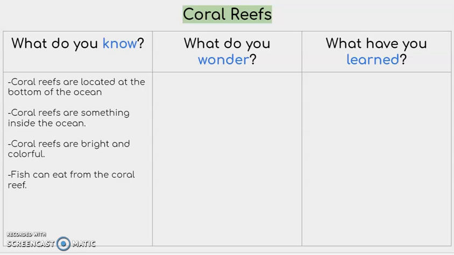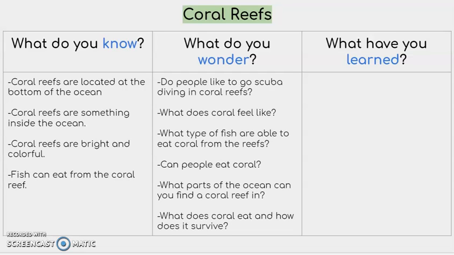Now, I'd like you to think about what you wonder about coral reefs. What are some questions that you have about them? So take a moment and think about that. And here are some things that our second grade friends were wondering about coral reefs.